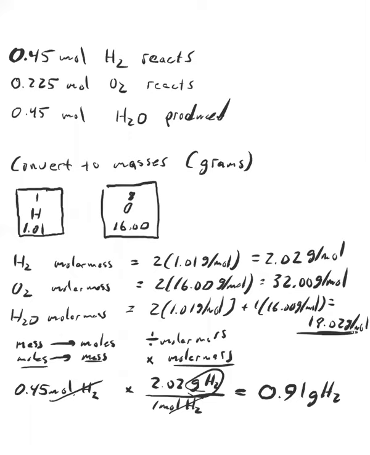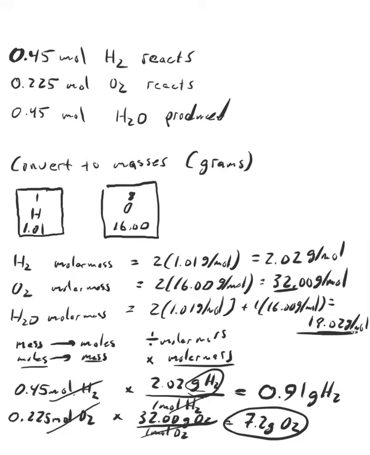So the second one was the O2. We decided that 0.225 moles of O2, sorry, that's not easy to read, 0.225 moles of O2 are going to react. O2 is 32 grams per mole, so we're going to multiply by 32 grams per mole. The reason we're multiplying is to get rid of the moles and get it into grams. So 0.225 times 32, and you get 7.2 grams.